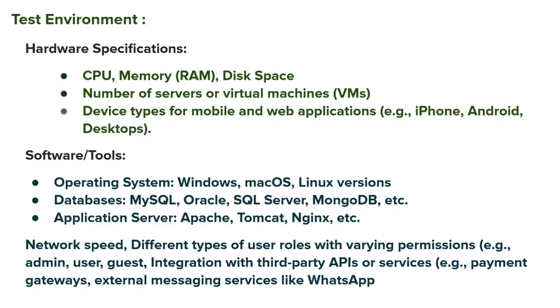Application servers like Apache, Tomcat, Nginx, etc. So these are different types of software requirements. And apart from hardware and software, there are some other factors as well. For example, network speed, different types of user roles with varying permissions, for example admin user, guest user, integration with third-party APIs or services like payment gateways, external messaging services like WhatsApp, etc.